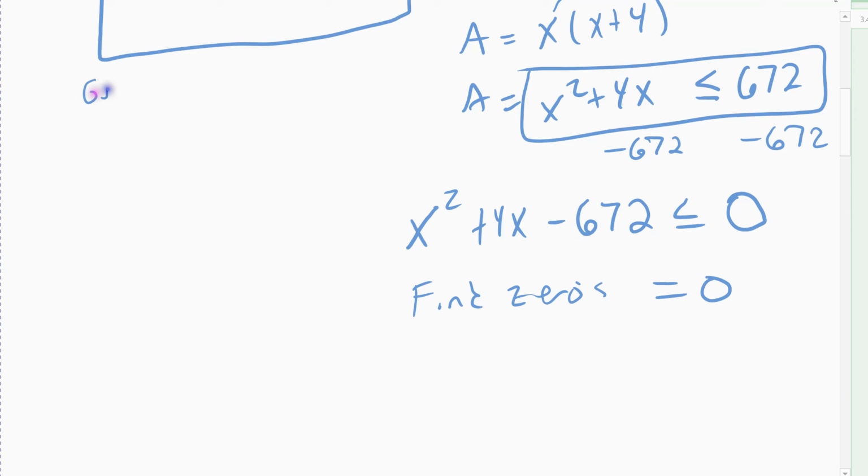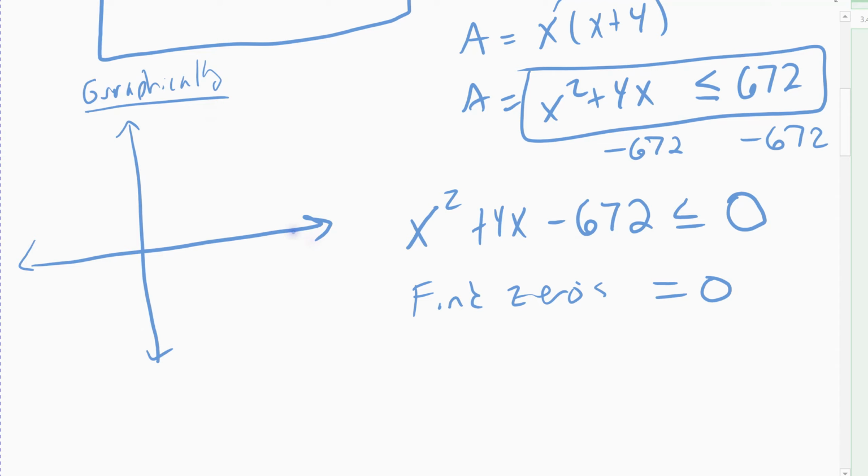So when I graph, I'm going to solve this graphically, because again, I think most students will solve it that way. You do have to make your windows significantly big. So I went 100 out. And so there's the graph of the function.